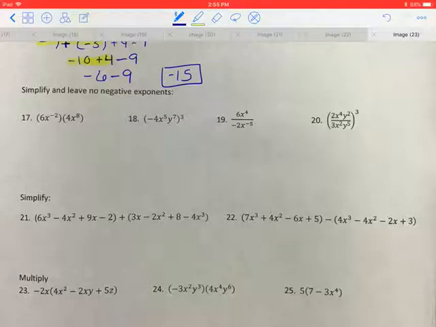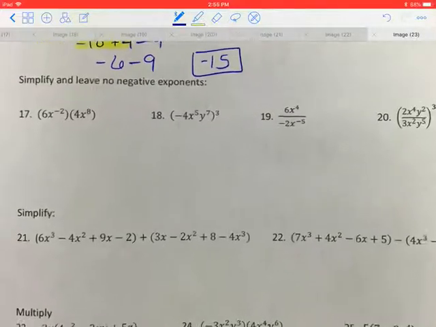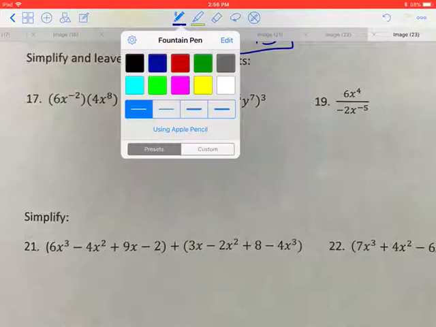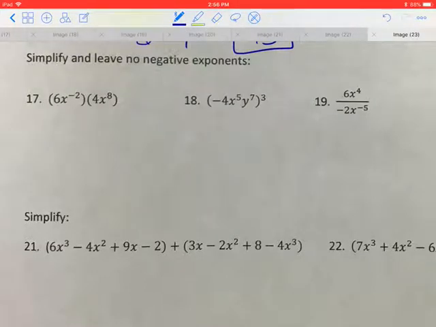Now we're looking at some of our exponent problems. So if we look at number 17, we have 6x to the negative 2 times 4x to the 8th. Notice there's no plus or minus signs in here. This is purely multiplication. So when we're multiplying, we can put the numbers in any order we want.